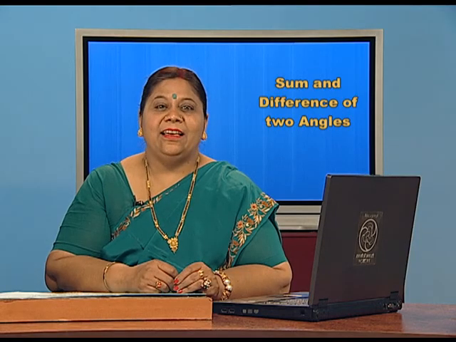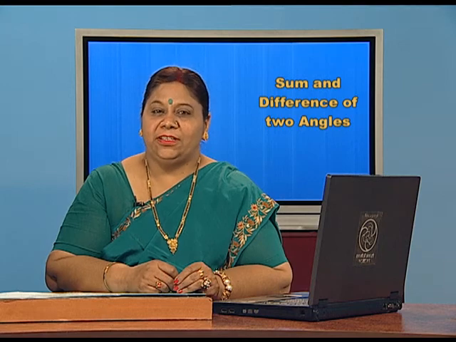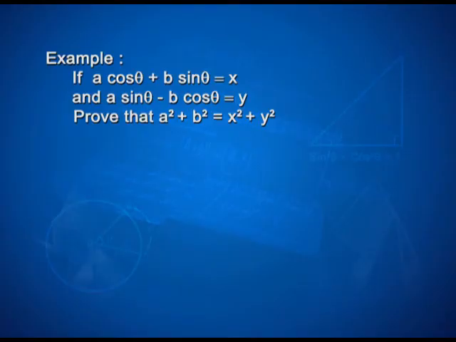Now, students, let us solve some interesting questions. If a cos theta plus b sin theta is equal to x and a sin theta minus b cos theta is equal to y, prove that a square plus b square is equal to x square plus y square.